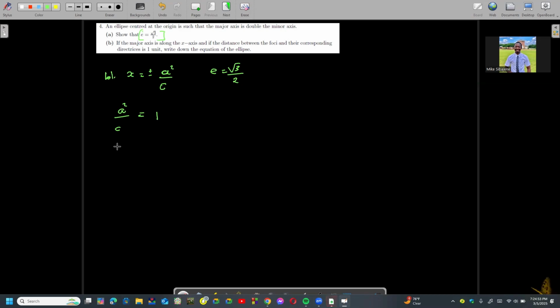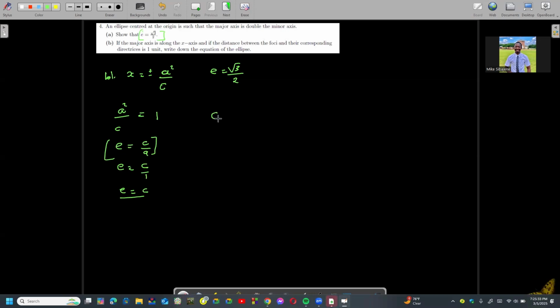But I know that eccentricity is given by c over a. This is the formula for eccentricity. Now, since the directrix is 1 unit away, according to the statement there, we can say eccentricity is equal to c over 1, making your eccentricity equal to c. So if your eccentricity is c, we can proceed.